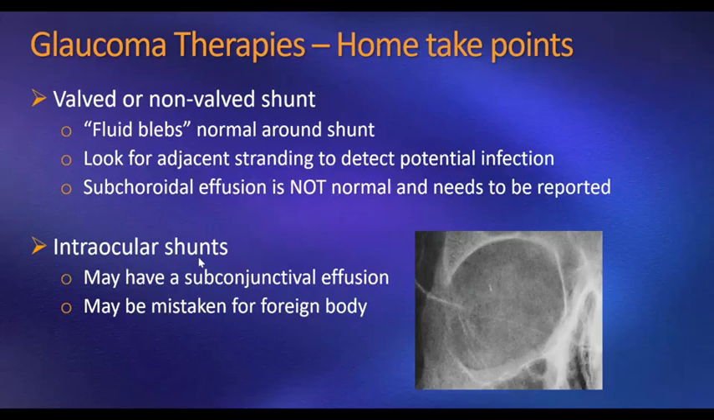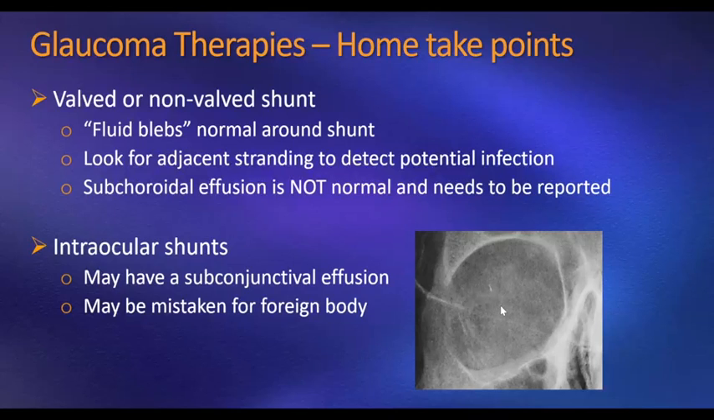The intraocular shunts can be associated with a subconjunctival effusion, which is a physiological finding, but they can also be mistaken for foreign bodies, as demonstrated here on the plain film. Remember, if you see it in the superior anterior chamber, think about it.